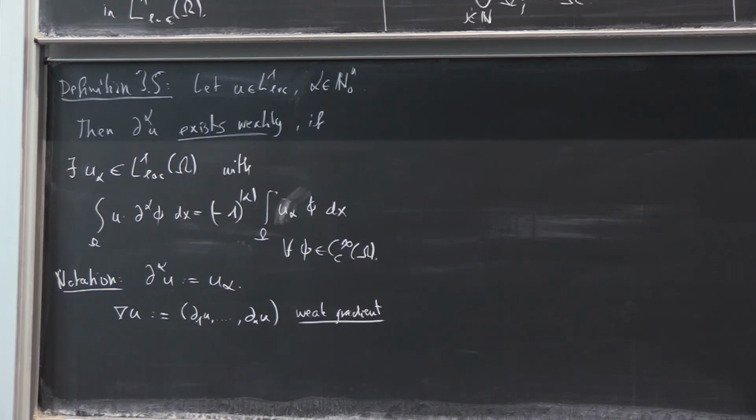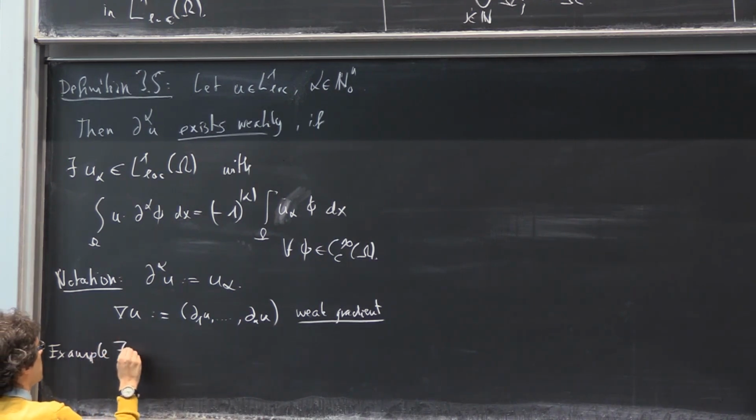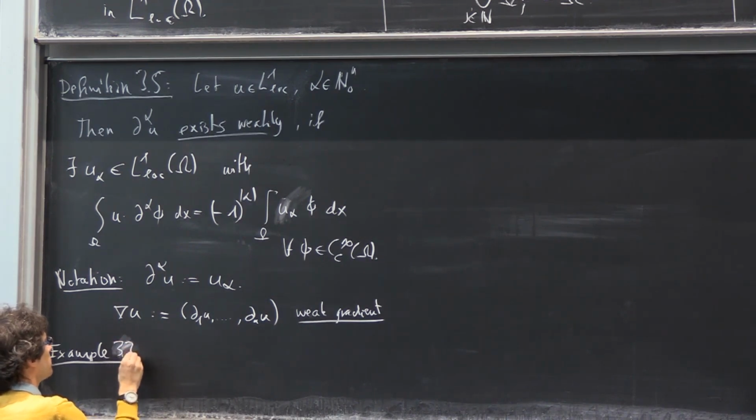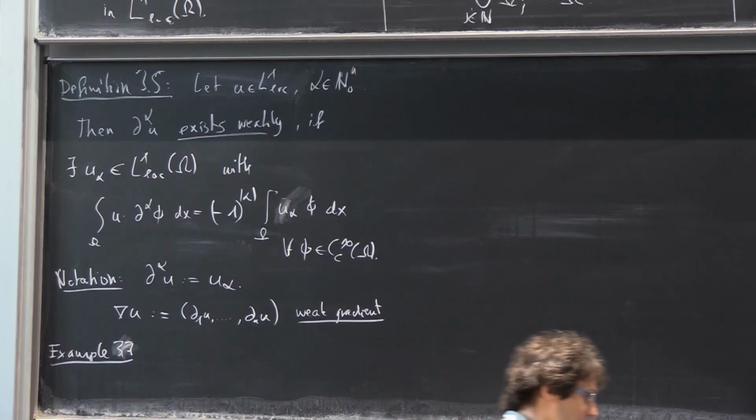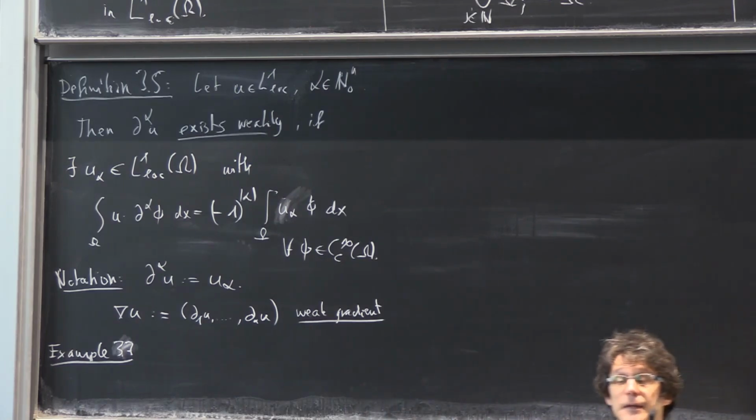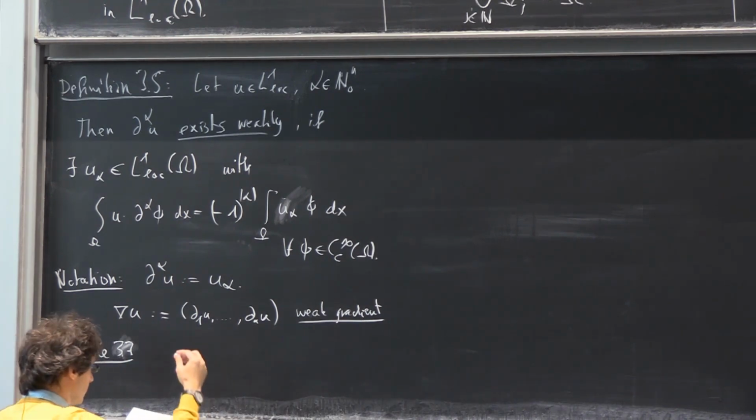And now the natural question is, did we really gain something? So are there functions that we cannot differentiate in the classical sense, but that we can differentiate in the weak sense? And the answer is yes, there are many of them. I will show you a small example. Example 3.7. And this is the first example in a beginner's calculus course that you are told is not differentiable, it's the absolute value function. I will show the absolute value function is indeed weakly differentiable, even if it's not classically differentiable.